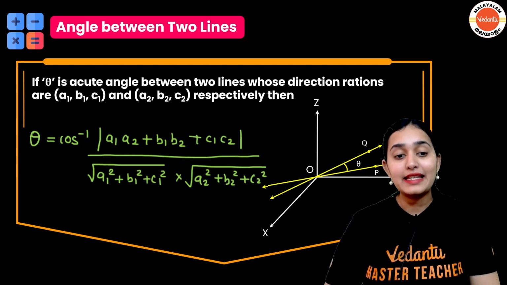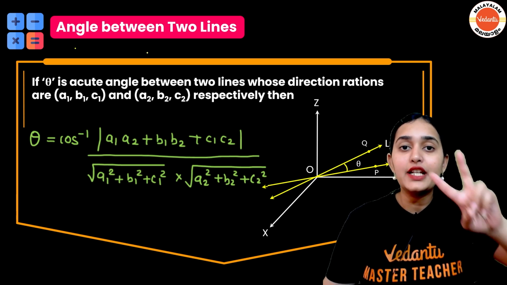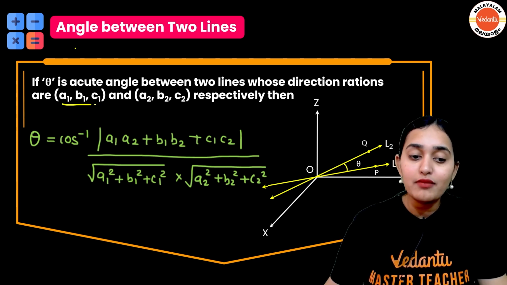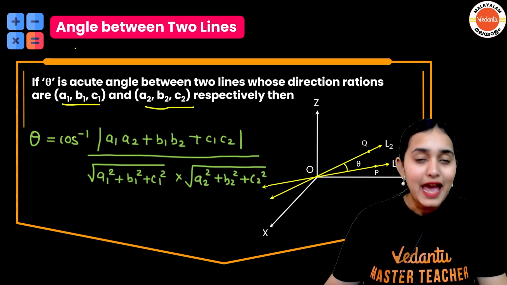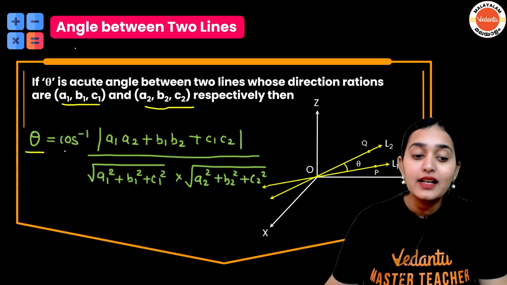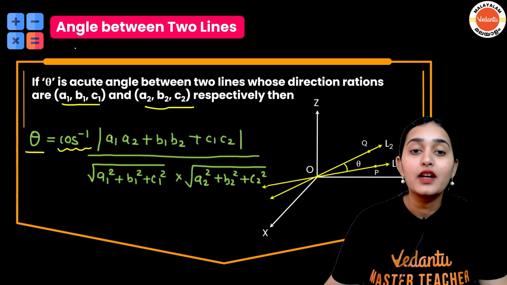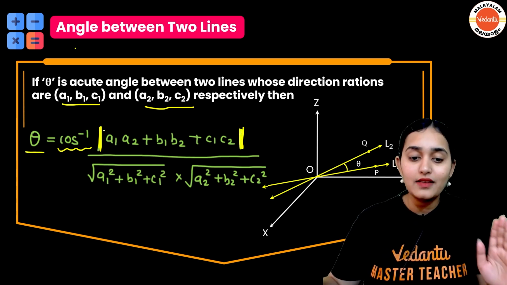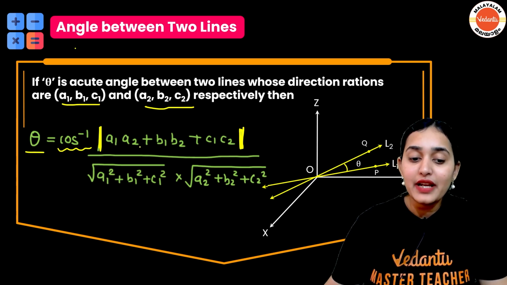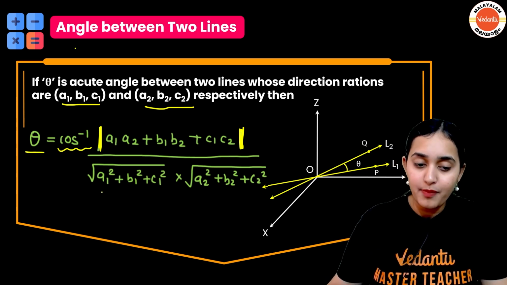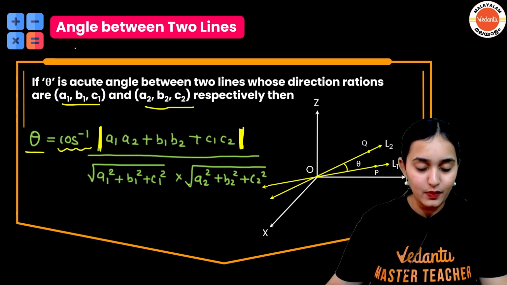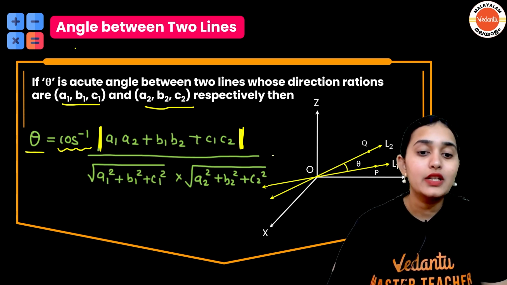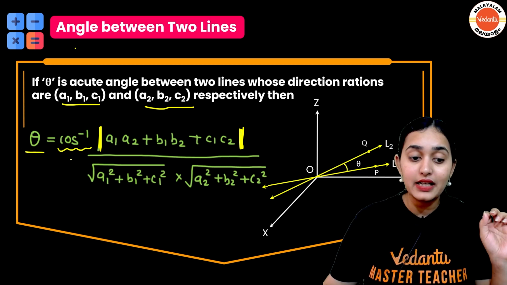Okay, now next is how to find out the angle between two lines. Now if you have two lines, you will have their direction ratios a1, b1, c1 and a2, b2, c2. So the angle between them, theta, is cos inverse of the mod value of, remember mod value because we need positive answers only, a1 into a2 plus b1 into b2 plus c1 into c2 upon root over a1 square plus b1 square plus c1 square into root over a2 square plus b2 square plus c2 square. Okay, so this is the angle between two lines formula. Remember it is cos theta.